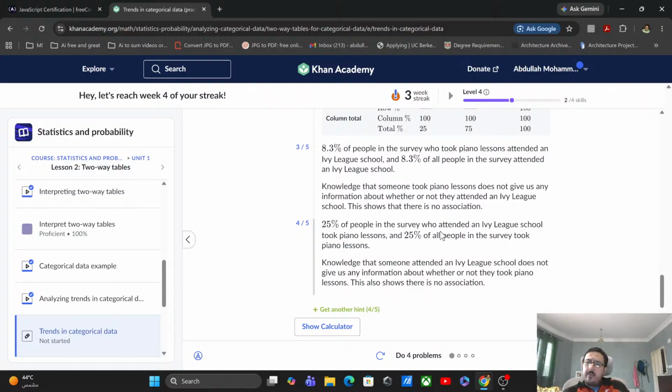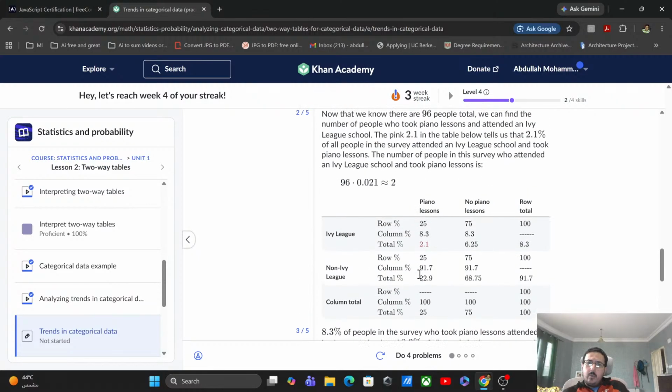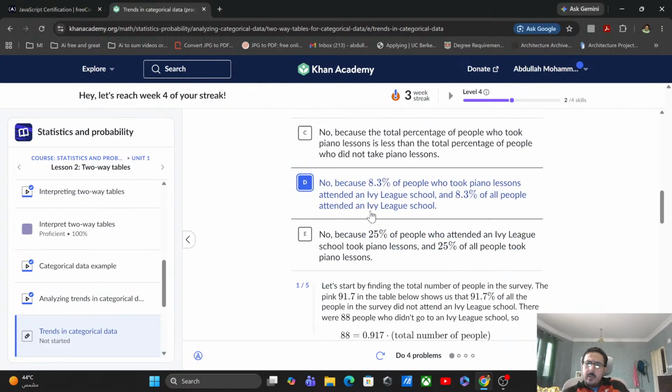25% of people in the survey who attended an Ivy League school took piano lessons. 25% of all people in the survey took piano lessons. Knowledge that someone attended an Ivy League school does not give us any information about whether or not they took piano lessons. This also shows there is no association. What are you talking about? So this one and this one, is that it?